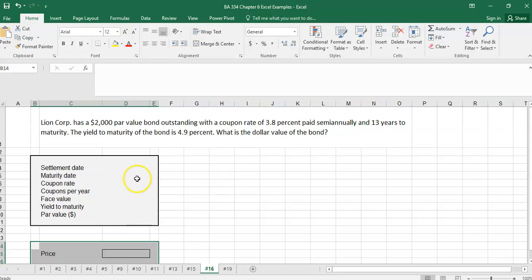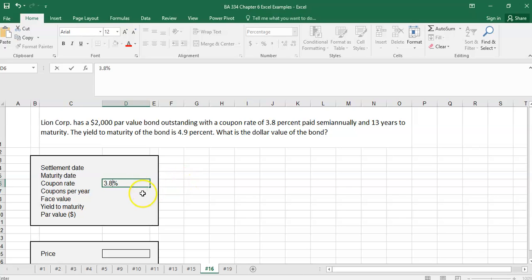So we know coupon rate is 3.8, coupons per year are 2. The face value, remember that's shown as a percentage, so it's 100. Our yield to maturity percent is 4.9 from our information. The par value of the bond is 2,000. And the only thing we need to put in are settlement dates and maturity dates.